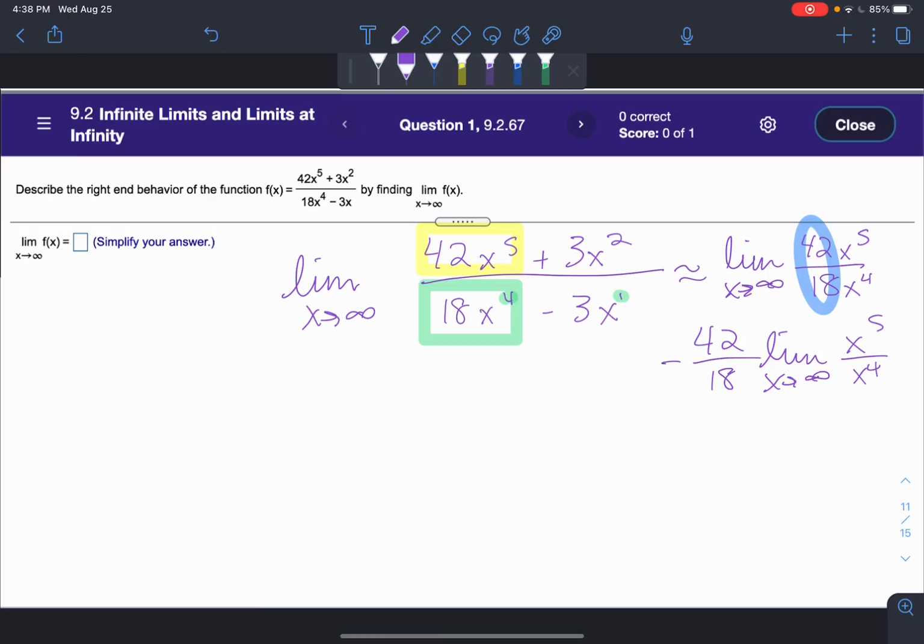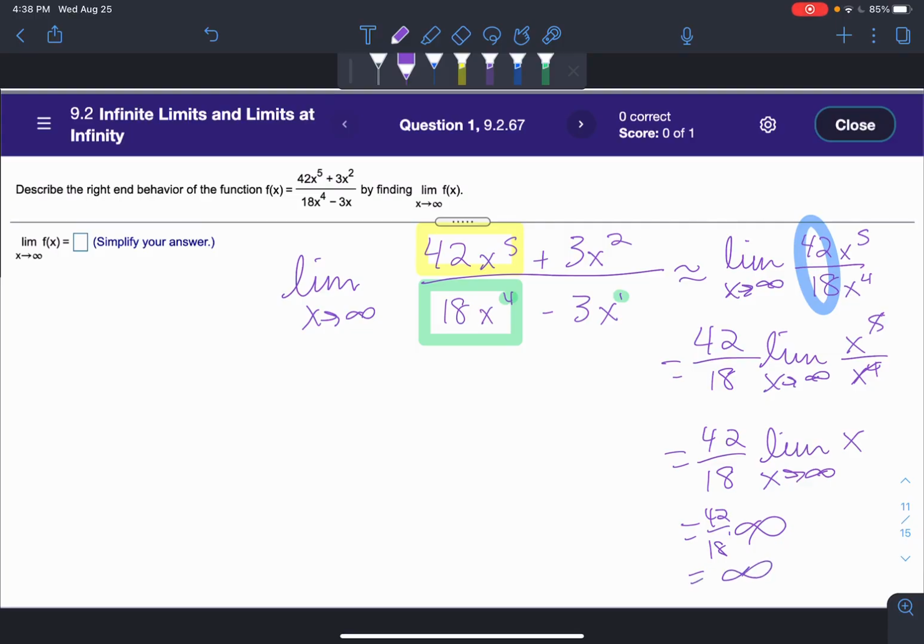Limit as x goes to infinity. So if I cancel x to the fourth with 4 of these x's, I'm left with x. And so the limit as x gets really large of x will be infinity. You have this 42 over 18 multiplied, but infinity kind of captures that. Okay, so this answer is infinity.